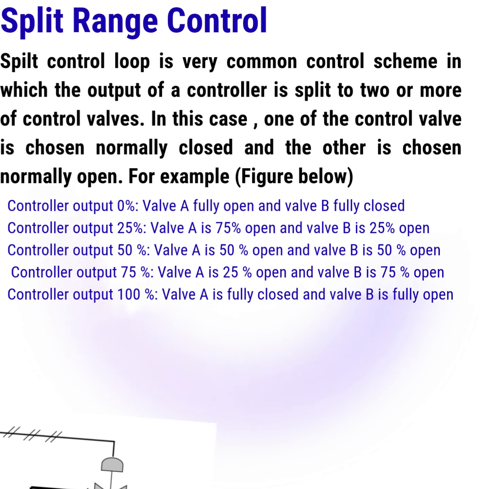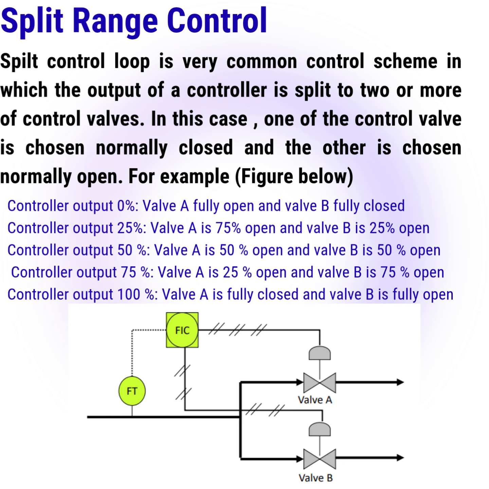Split range control. Split range control loop is a very common control scheme in which the output of a controller is split to 2 or more control valves. In this case, one of the control valves is chosen normally closed and the other is chosen normally open.